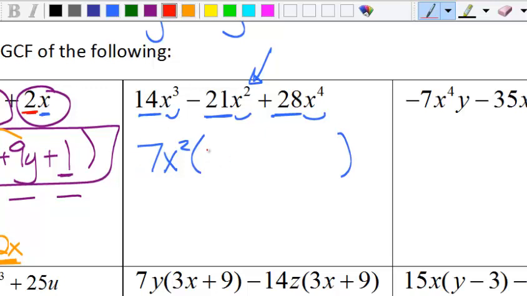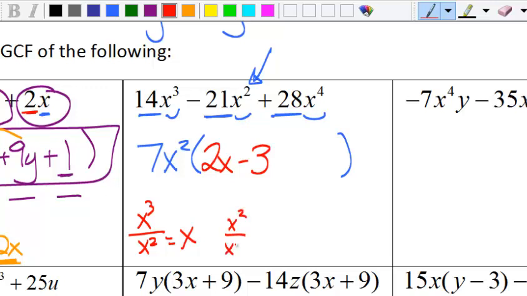14 divided by 7 is 2. X cubed divided by x squared, I'm subtracting the exponents and just getting x to the 1, or just x really. 21 divided by 7 is 3. Notice the minus comes down with it because I'm not factoring in a negative. And then we have x squared divided by x squared. I had 2 x's, I factored out 2 x's, I'm not left with any x's, and x squared divided by x squared is 1, so I don't need to write it.